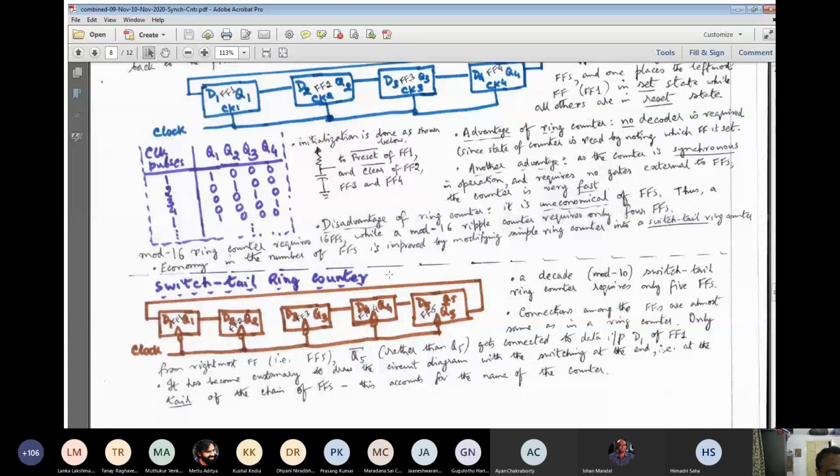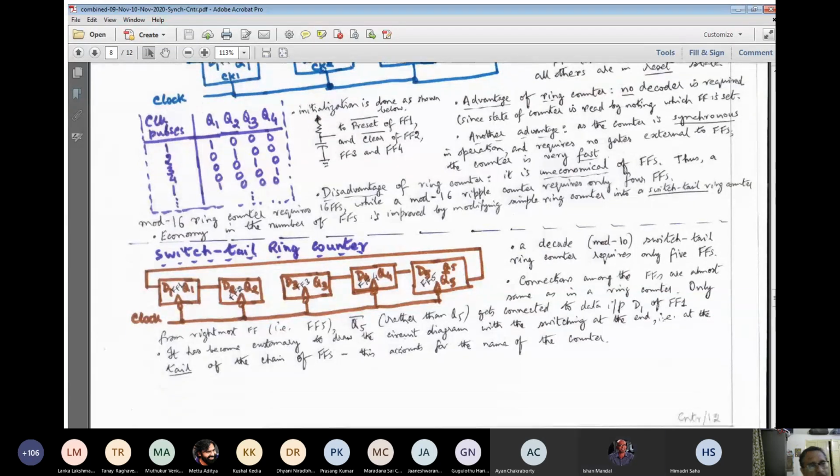So a switch tail ring counter means that the number of flip-flops required is half the modulus or the base of the counter. If you require, say, a modulo 14 switch tail ring counter, I will require 7 flip-flops, right? That's why we are having 5 flip-flops and we can get a modulus of 10 by this connection.